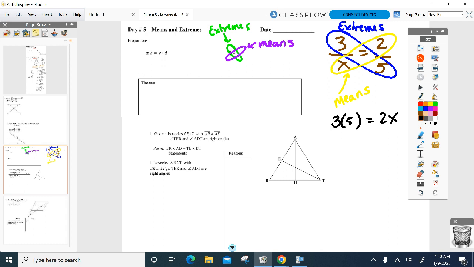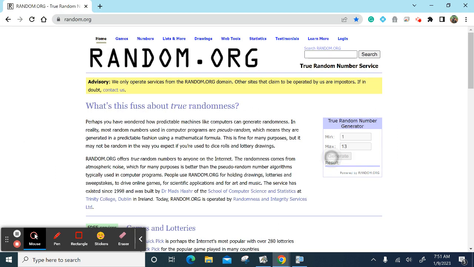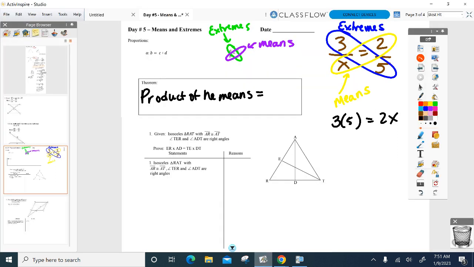So what did we just show here? And here's our theorem for today. The product of the means is equal to what? What did we set the means equal to? Finish it for me. The product of the means is the same as the product of the extremes. What did I multiply here? The extremes. So the product of the means equals the product of the extremes.